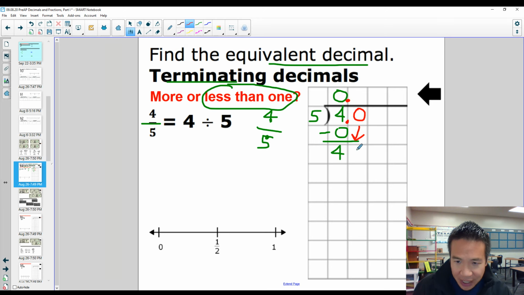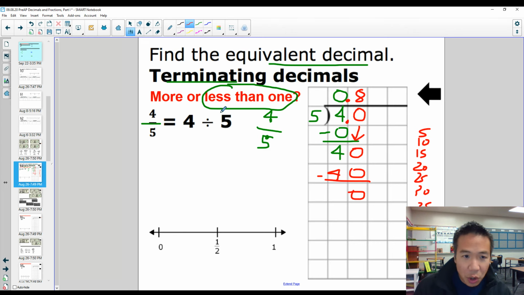How many groups of 5 go into 40? You have 5, 10, 15, 20, 25, 30, 35, 40. 8 groups. And the remainder is 0. So the equivalent decimal for 4/5 is 0 and 8/10. Another way you can say that, if you annex the 0 here, is 80/100.